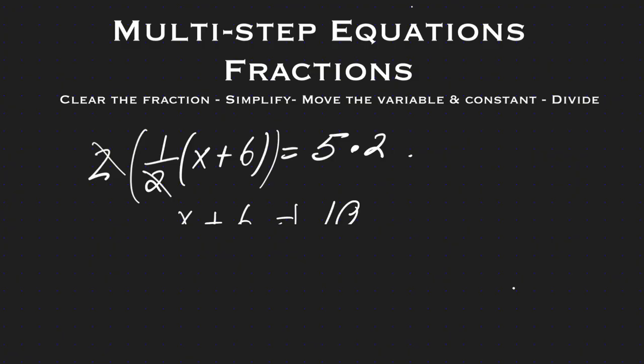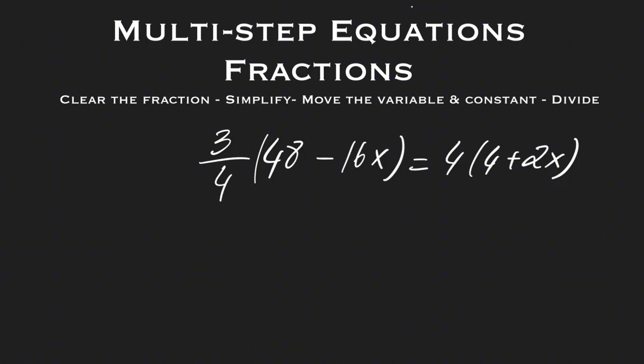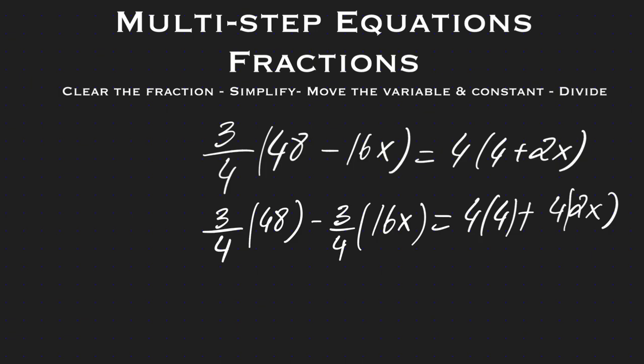Let's take a look at one other much harder example, and then pause the video and see if you can do that. In this example, we can either clear the fraction by multiplying everything by 4, or we can distribute. Looking at this example, it will be much easier to distribute rather than to clear the fraction. So let's go ahead and do that. As you can see, we can distribute. 3 times 48 divided by 4 will equal 36, minus 3 times 16 divided by 4, which will equal 12. So we're going to write 12x equals 16 plus 8x.